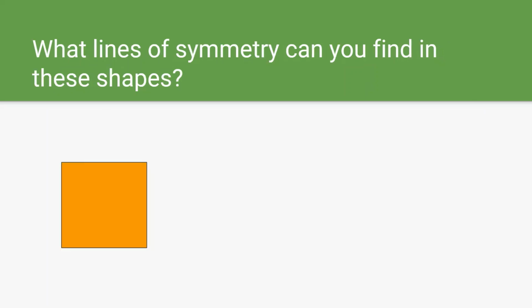Now we're going to look at some shapes. Some shapes have more than one line of symmetry. I'm going to challenge you to see if you can find what lines of symmetry are in these shapes. We're going to start with this orange square. What lines of symmetry can you find in these shapes?